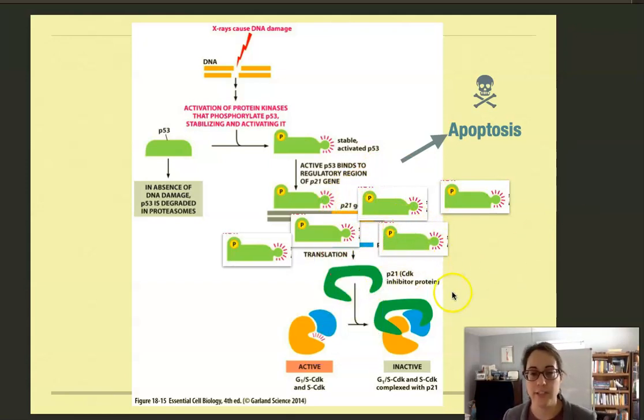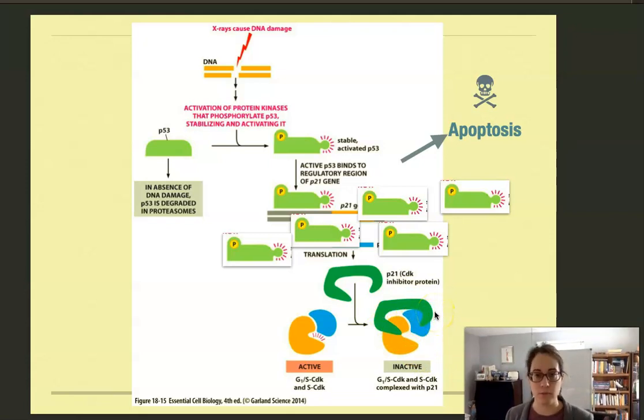And sorry, I just needed to remove that X. And P21 is a protein that actually inhibits the G1 SCDK. So it just kind of binds to it. Again, we talked about proteins blocking or inhibiting by binding. So P21 binds to G1 SCDK and just prevents it from phosphorylating anything else.